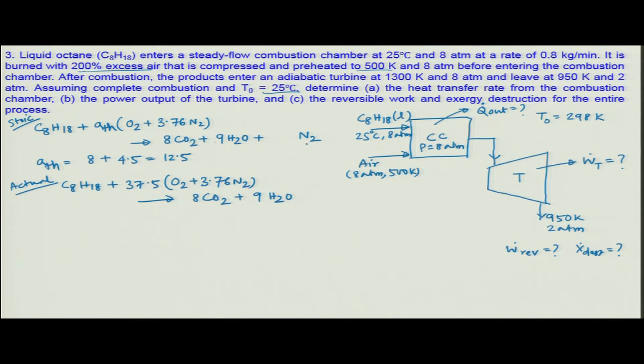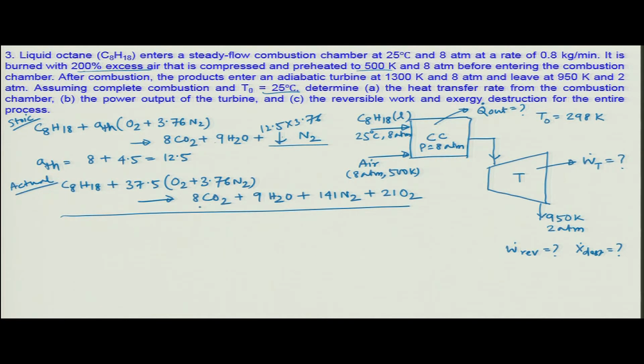Okay. And then there will be some nitrogen. So, nitrogen will be 141 times nitrogen, and there will be some oxygen left, which will be 21 moles of oxygen. So, this equation is not balanced. So, here you can write how much nitrogen will be there. So, nitrogen will be 12.5 times 3.76. Okay. So, then it will be balanced.